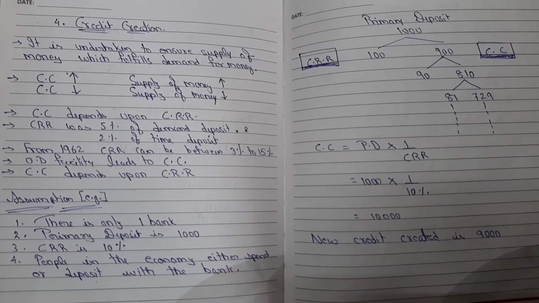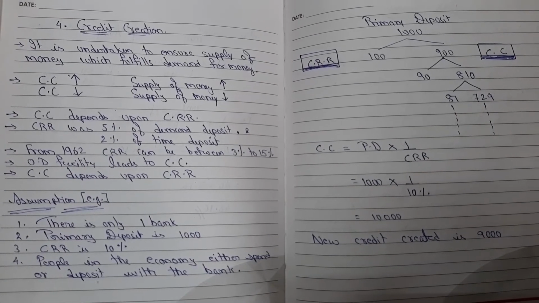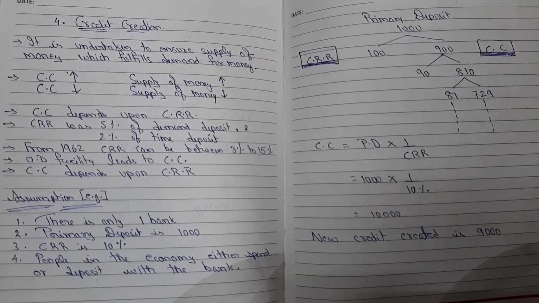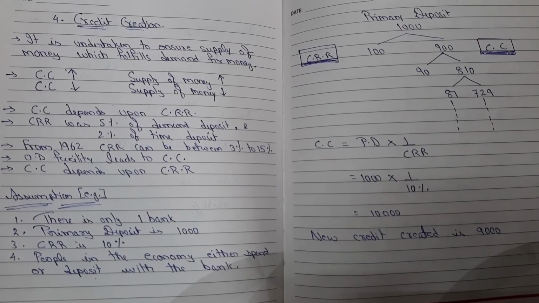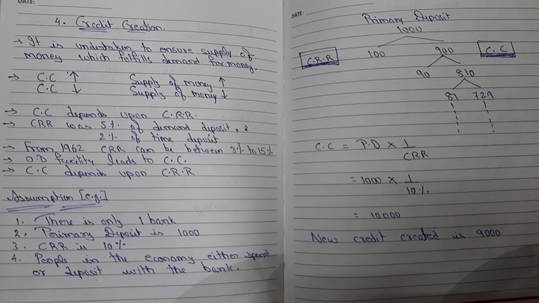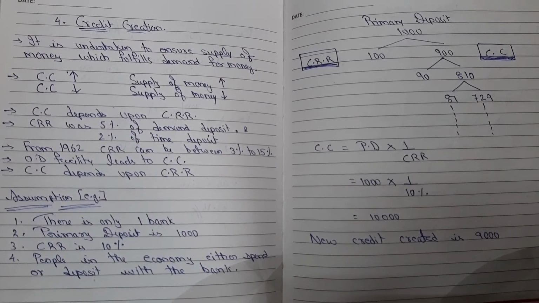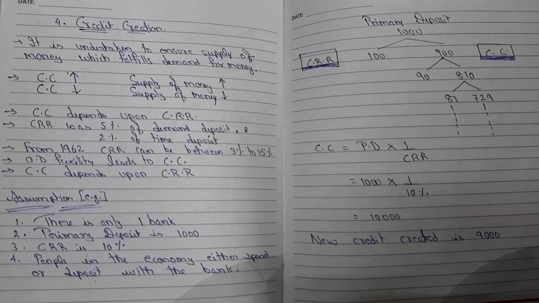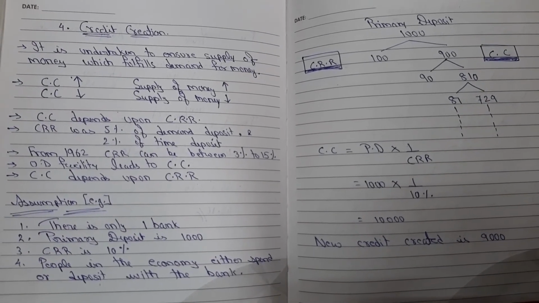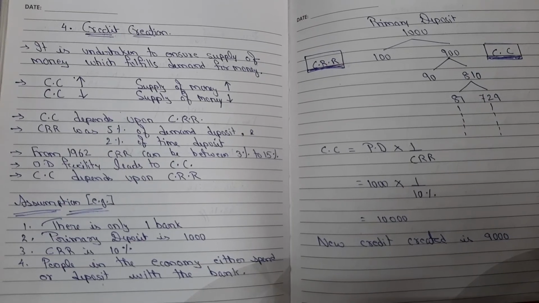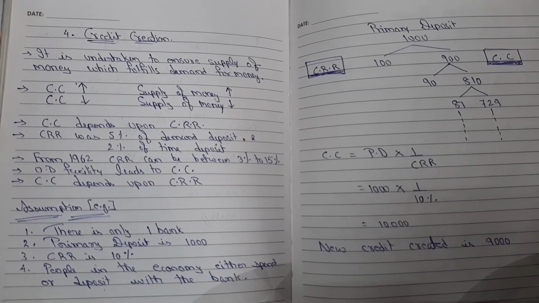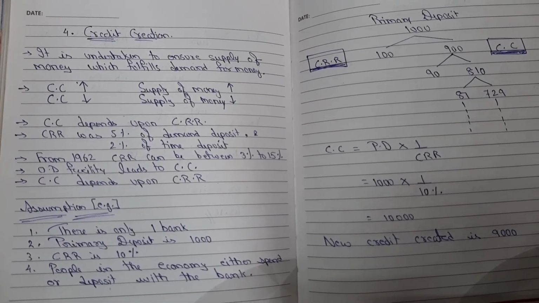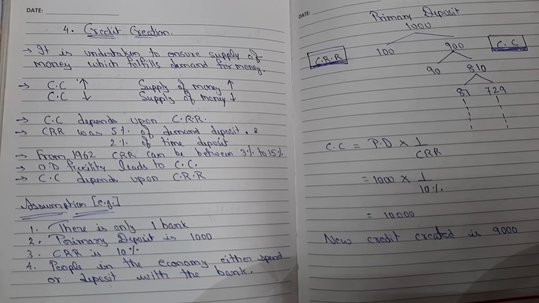So the formula is credit creation is equal to primary deposit multiplied by 1 upon CRR. So 1,000 multiplied by 1 upon 10% comes to 10,000. It means total credit created is 10,000. But however, we had 1,000 primary deposit, so new credit created is 9,000 rupees. So basically this is the entire process of credit creation.